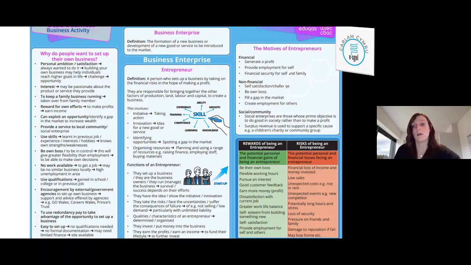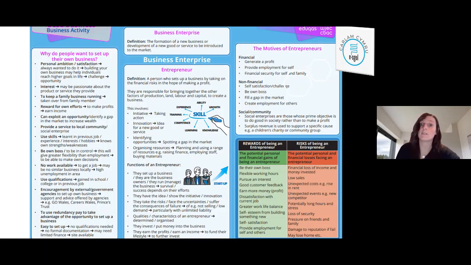Then you've got risks. Again, it comes with financial potential loss, because many businesses within the first year fail. Certainly within the first 5 years potentially fail. Okay, so you need to make sure that you've got your good idea, you've got a business plan, you've done lots of market research to try and make sure that that isn't going to be the person that's starting off the business. You've got low sales, maybe unexpected costs.